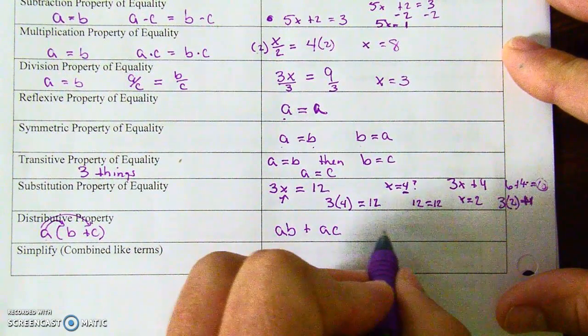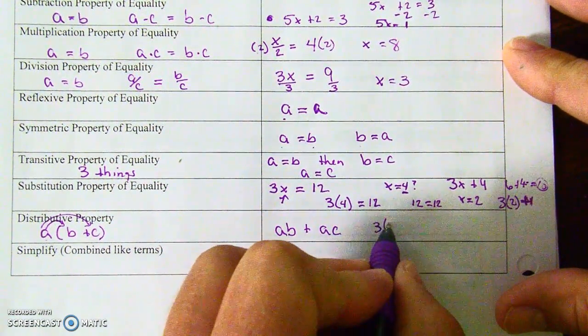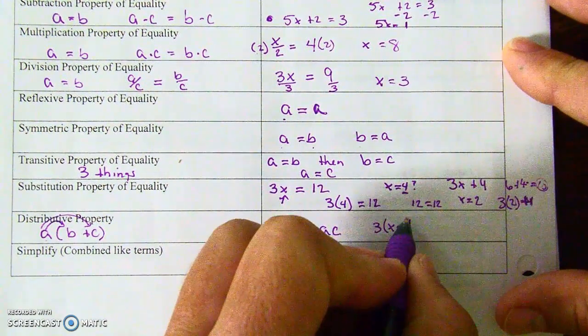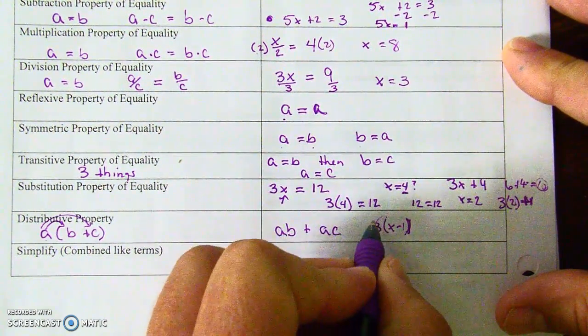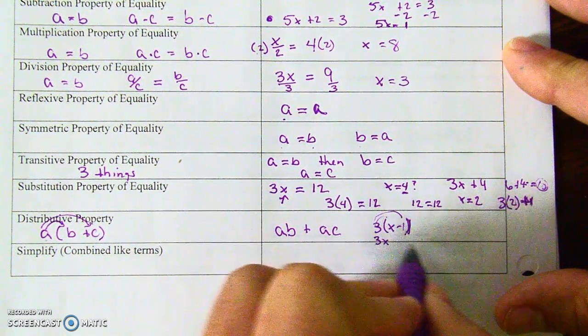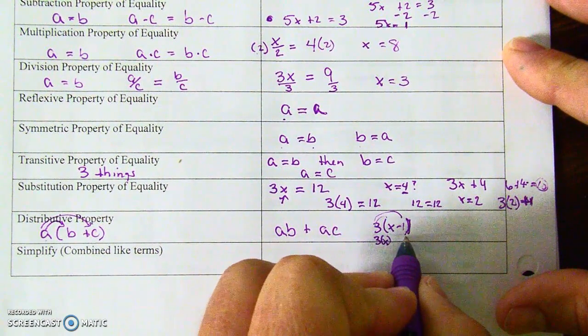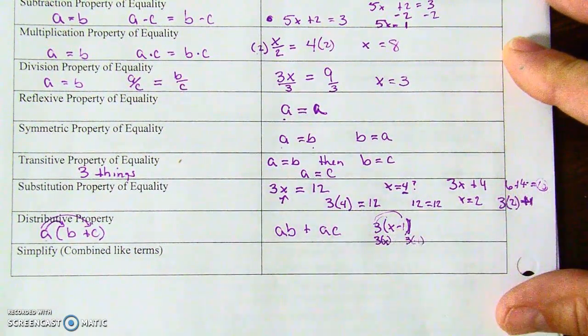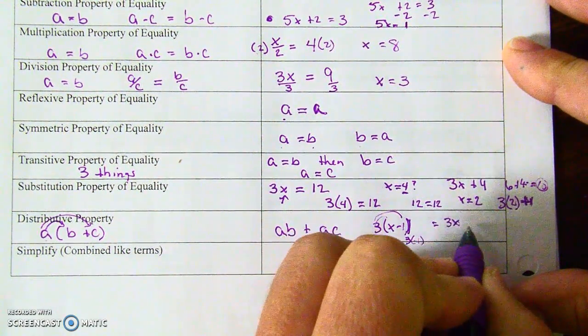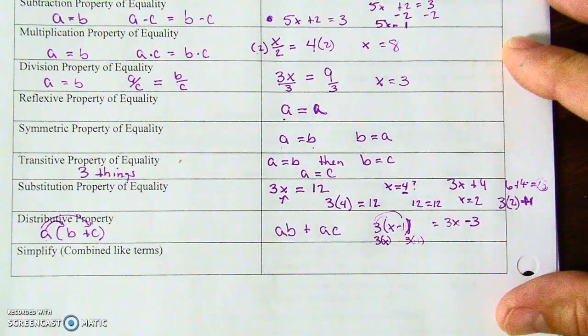So if we did something like this, 3 times x minus 1, I know we've done this before. We distribute, and some people like to go 3 times x, like this, and then 3 times negative 1. However it works for you, but I like to do the arrow things, and then we get an answer of 3x minus 3 as our final answer.